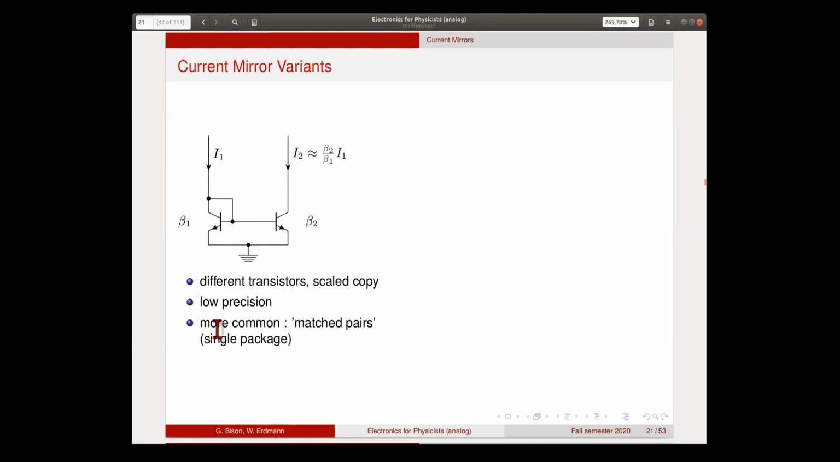and one can often see them matched with layout techniques, or you can buy them in a single package. So two transistors that are already connected in this way and are built in a way that they're as similar as possible to get the matching done as well as possible.